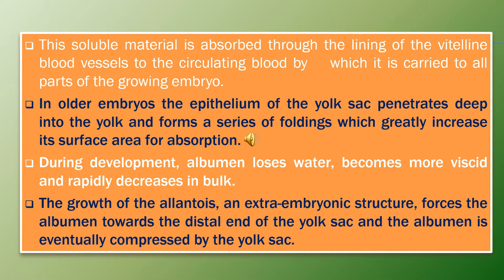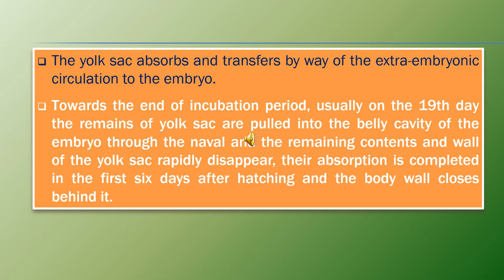In older embryos, the epithelium of the yolk sac penetrates deep into the yolk and forms a series of foldings which greatly increase its surface area for absorption. During development, albumin loses water, becomes more viscid, and rapidly decreases in bulk. The growth of the allantois and extra-embryonic structures forces the albumin towards the distal end of the yolk sac, and the albumin is eventually compressed by the yolk sac. The yolk sac absorbs and transfers nutrients by way of the extra-embryonic circulation to the embryo.